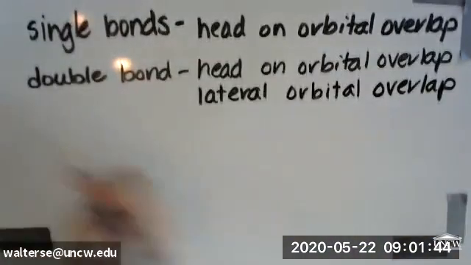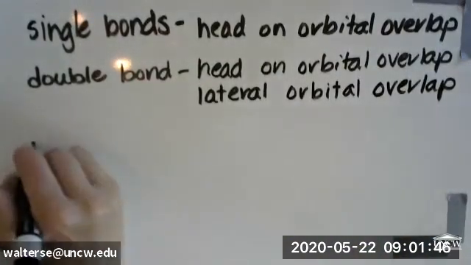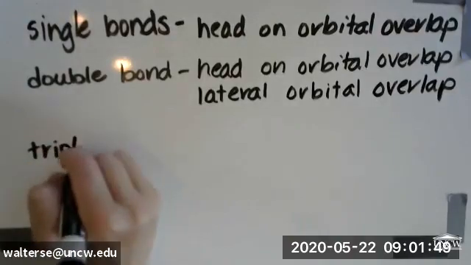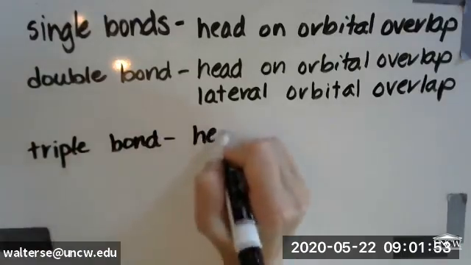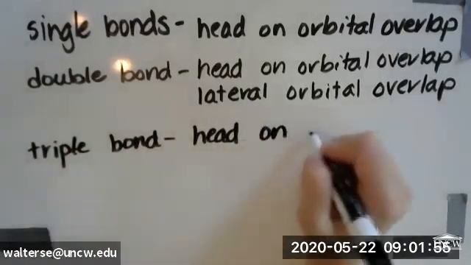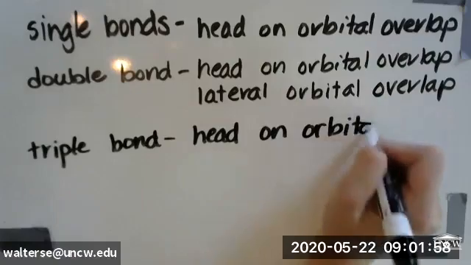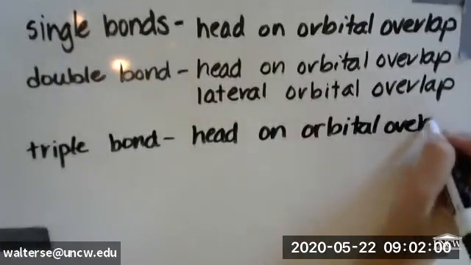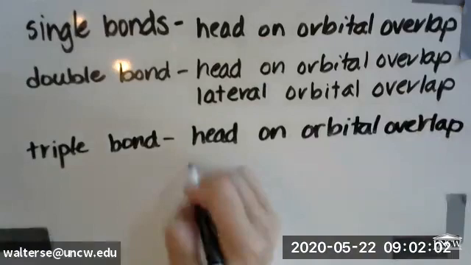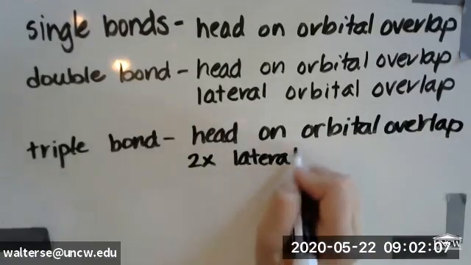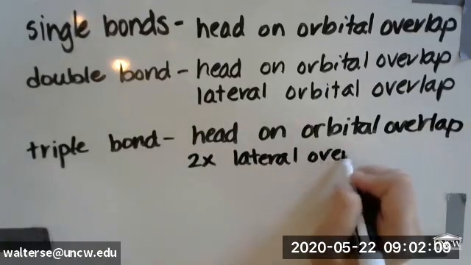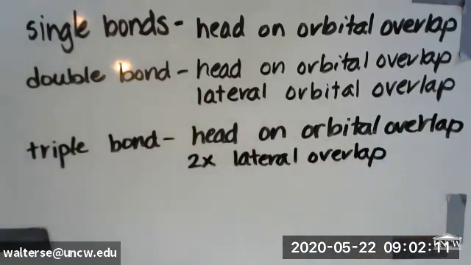Okay, and today we're going to look at the triple bond before we move on to molecular orbital theory. A triple bond has three components. It has one head-on orbital overlap, but it's going to have two different lateral overlaps.